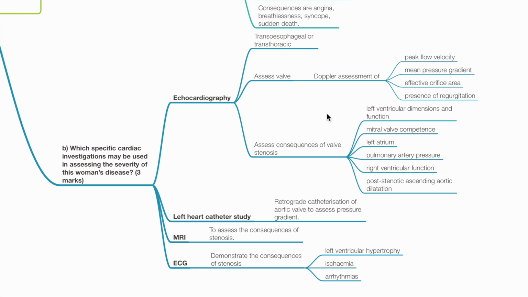Assess the consequences of valve stenosis via left ventricular dimensions and function, mitral valve competence, left atrium, pulmonary artery pressure, right ventricular function, and post-stenotic ascending aortic dilatation. Left heart catheter study involves retrograde catheterization of the aortic valve to assess pressure gradient. MRI is used to assess the consequences of aortic stenosis. ECG demonstrates the consequences of aortic stenosis, such as left ventricular hypertrophy, ischemia, and arrhythmias.